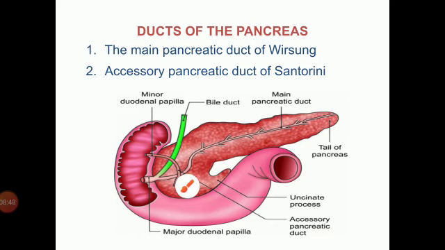So this is the accessory pancreatic duct, which begins in the lower part of the head of the pancreas. It crosses the front of the main pancreatic duct, with which it communicates, and opens into the duodenum at the minor duodenal papilla. The papilla of the accessory pancreatic duct is situated 6 to 8 centimeters distal to the pylorus.